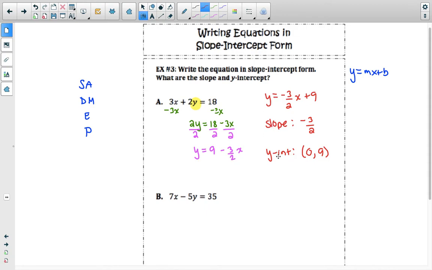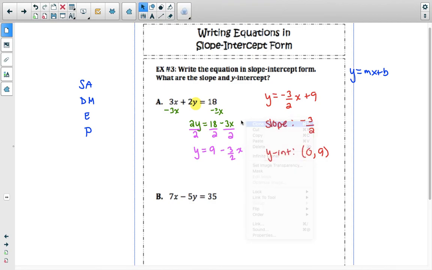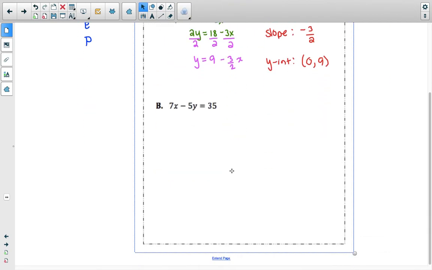The original form was standard form. This does not easily determine the slope and y-intercept, but you can put it into slope-intercept form so you can distinguish the two parts. On this next question, we're going to do the same thing.